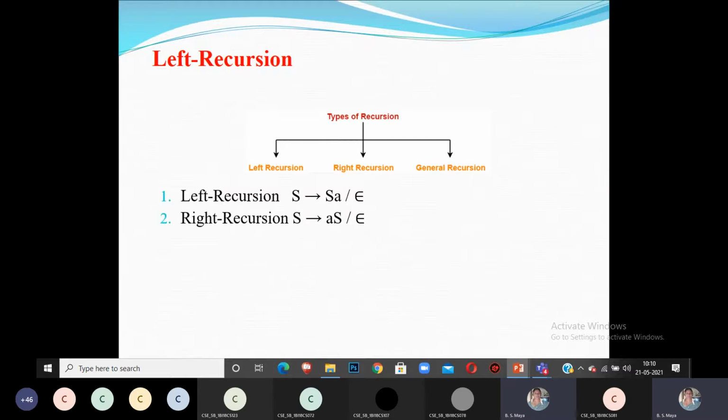Then what is right recursion? Right recursion: S derives A S. You can see S is on the right side of the arrow mark, after the input, not immediately after the arrow mark. It looks like a right recursion. Now the general recursion: S can be anywhere in the production, even in the middle of the production. These are the types of recursion.